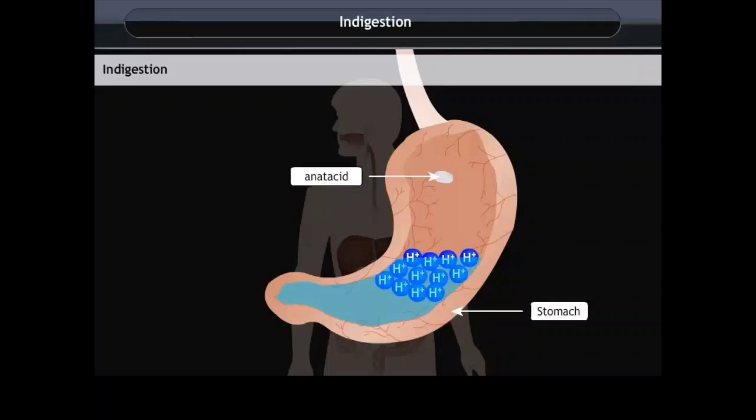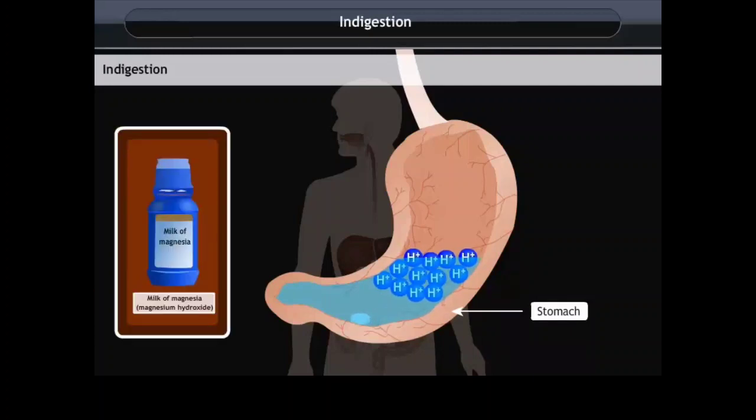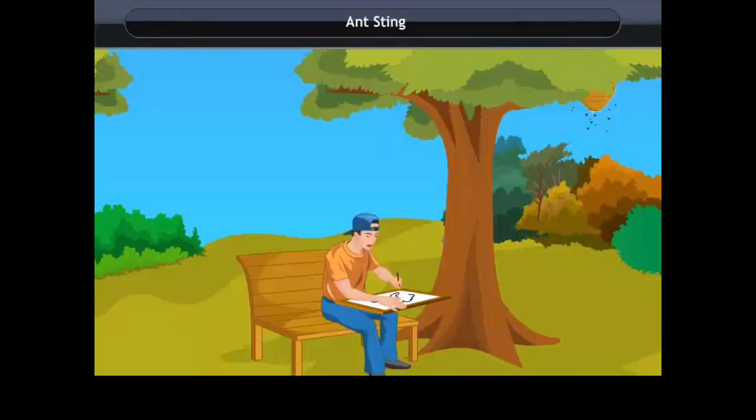To get relief from this condition, milk of magnesia is used as an antacid. Milk of magnesia contains magnesium hydroxide, which is a mild base. It reacts with excess acid present in the stomach and neutralizes it. This is an example of a neutralization reaction, that is, a reaction taking place between an acid and a base.